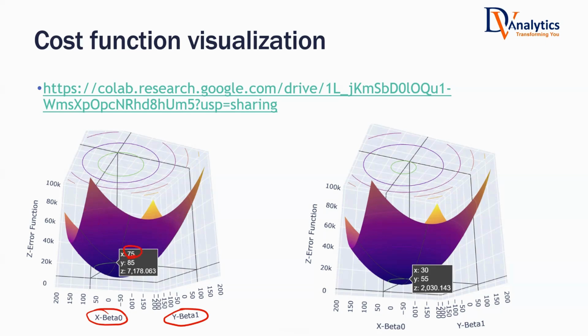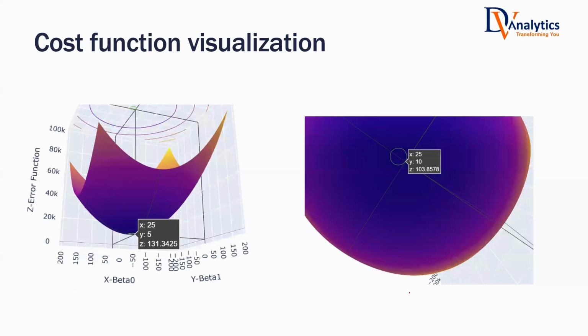When x is 75, that means beta naught is 75, beta 1 is 85. What is the error? 7000. When you move x and when you move y, when x is 30, what is the error? 2000. From 7000, we came to 2000. Like that, if you further move, when x is 25, y is 5, error is now 131. There are places where error can be 100,000 also.